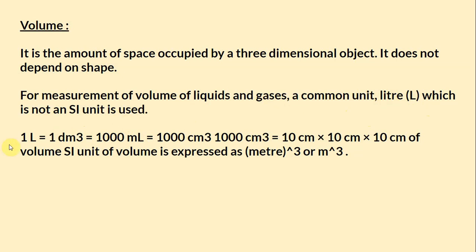1 liter is equal to 1 dm cube, which is equal to 1000 ml, which is equal to 1 cm cube into 100 cm cube into 100 cm cube, which is equal to 10 centimeter into 10 centimeter into 10 centimeter of volume. The SI unit of volume is expressed as meter cube, or m raised to 3.